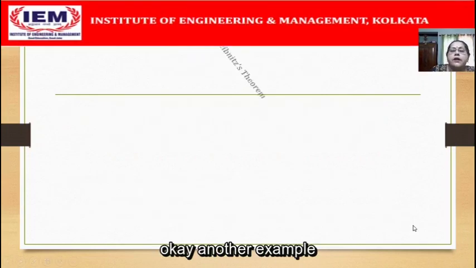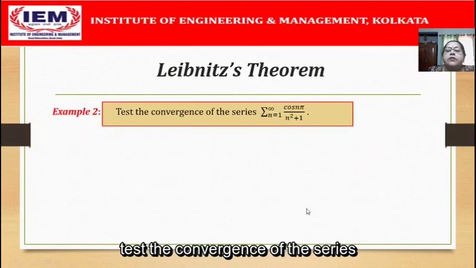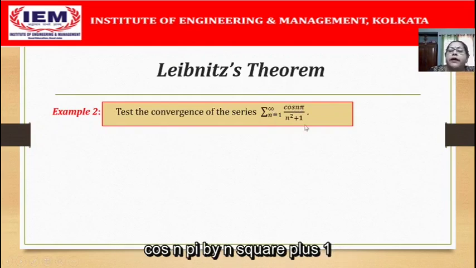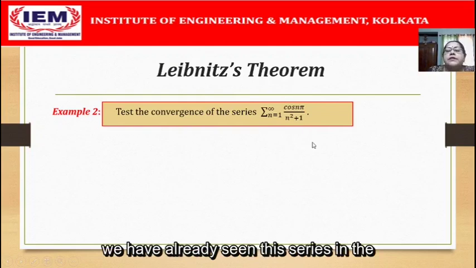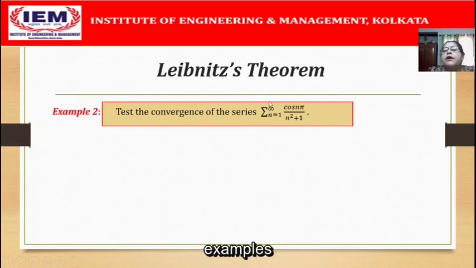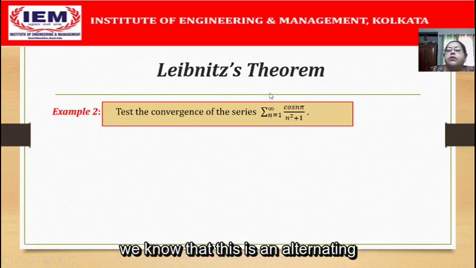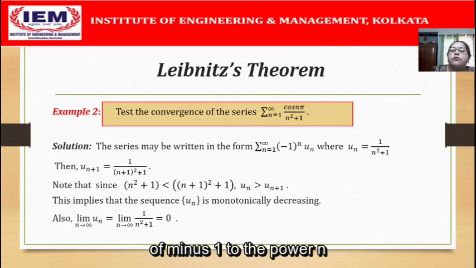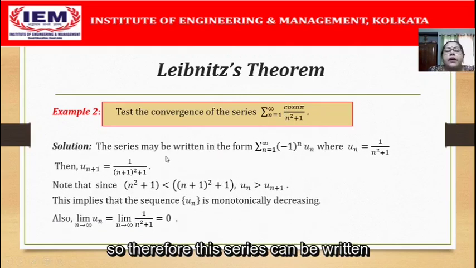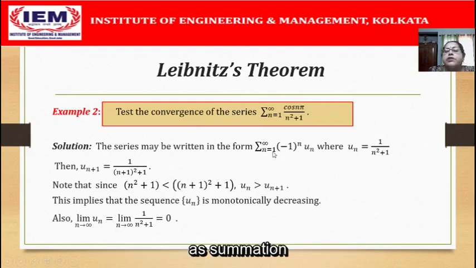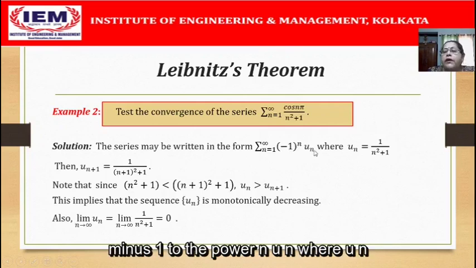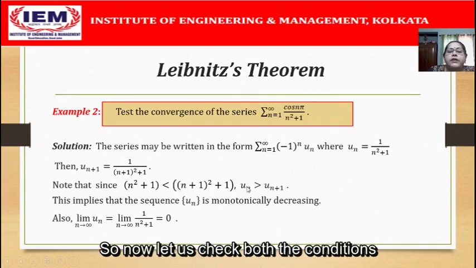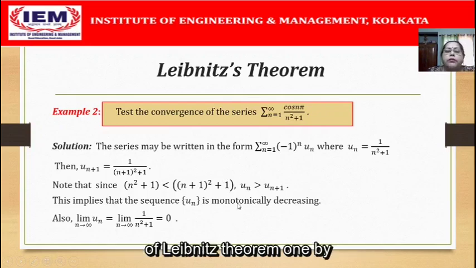Okay, another example. Test the convergence of the series summation n equal to 1 to infinity cos n pi by n square plus 1. We have already seen this series when we discussed alternating series, and we know that this is an alternating series because cos n pi takes the values in the form of minus 1 to the power n. So this series can be written as summation minus 1 to the power n un, where un is of course 1 by n square plus 1. Now let us check both the conditions of Leibniz theorem one by one.